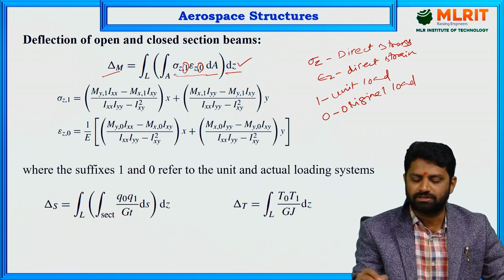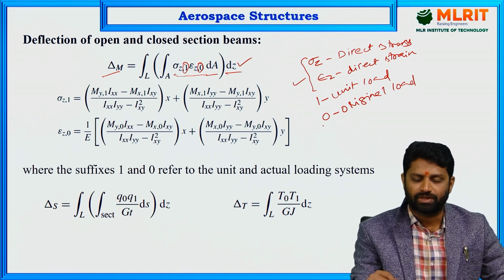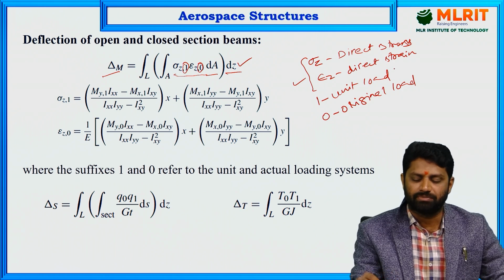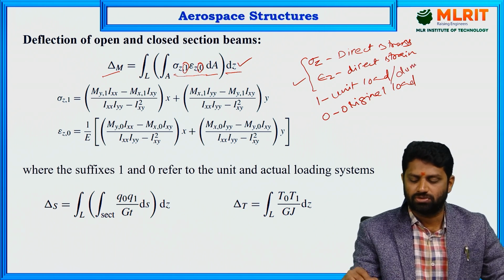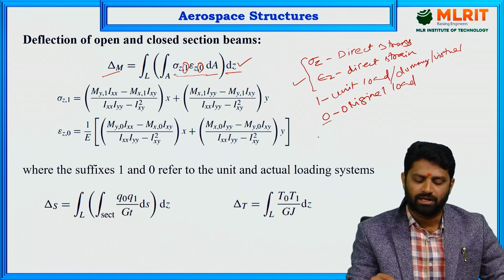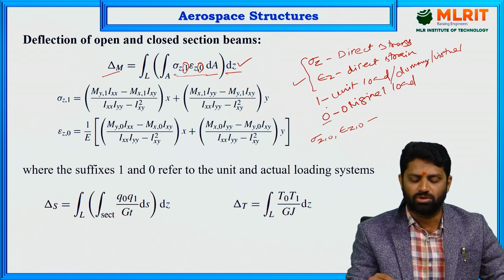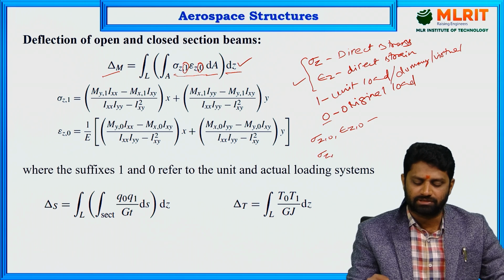Whatever stresses and strains we calculate, we have to calculate according to the original load and also according to the unit load, which is also called the dummy load or virtual load. So first we calculate the stress and strain according to the original load, and we write that as sigma z0 and epsilon z0. After the original load calculations are done, we remove this original load and replace it by a unit load, that is a 1 Newton load, and then we calculate the corresponding stress with the unit load, that is sigma z1, and also the strain with the unit load, that is epsilon z1.